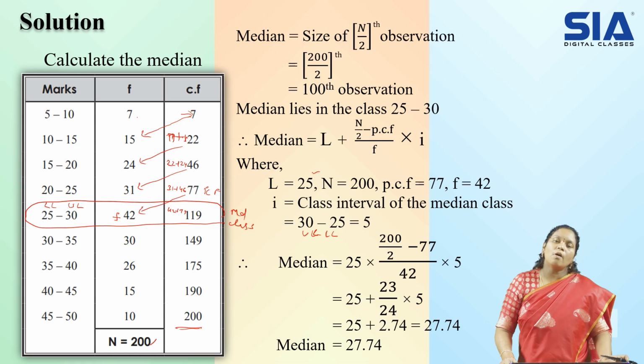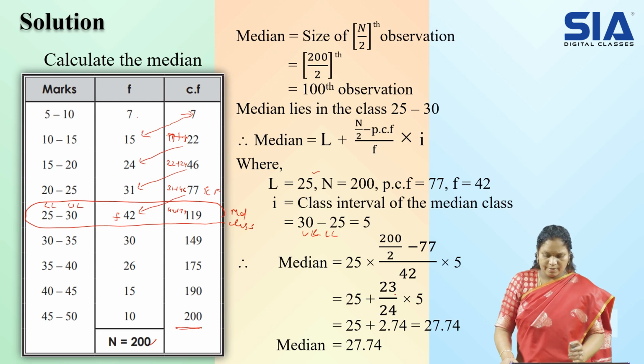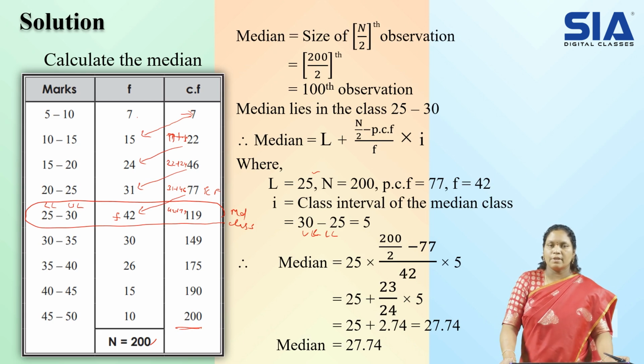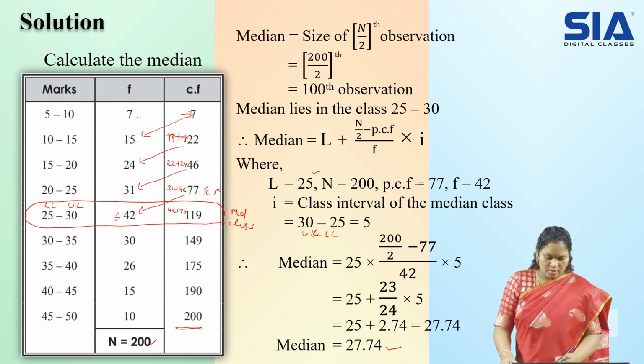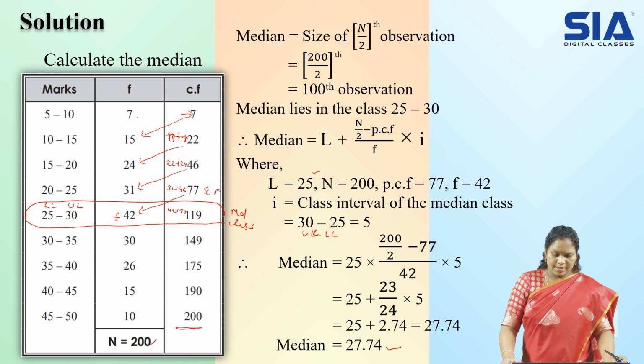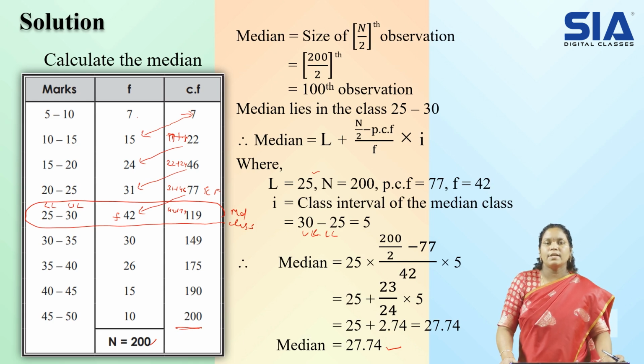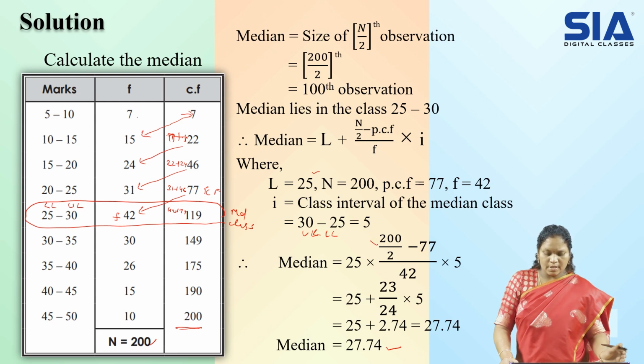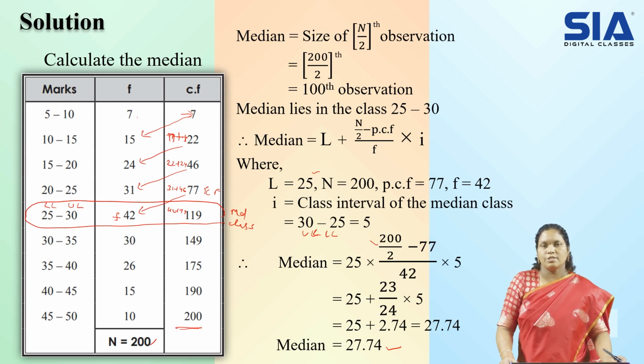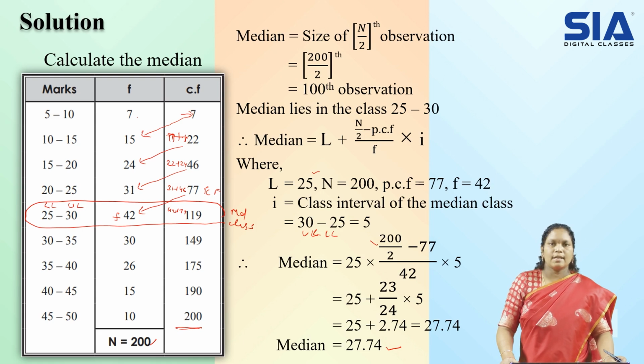Next, let us substitute all these values in the median formula, that is 25 plus (200 by 2 minus 77) by 42 into 5. So calculate it using a calculator. We'll have a calculator, right? So use that and calculate it and get the median value. This is how you obtain the median for continuous data. Whenever you are dealing with the calculator, remember the BODMAS rule, right? First you have to go for the division, then the multiplication, then the subtractions and additions. You have to follow that, then you'll get correct answers. So that is obtaining the median for continuous data. Thank you.